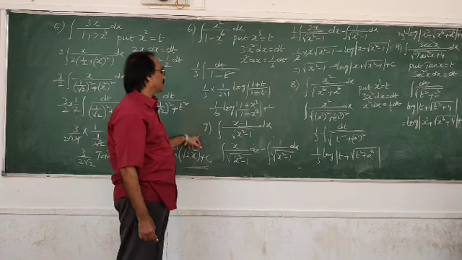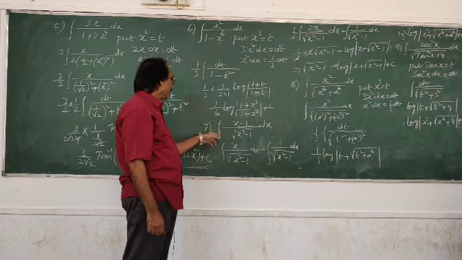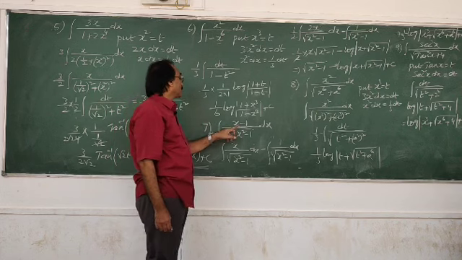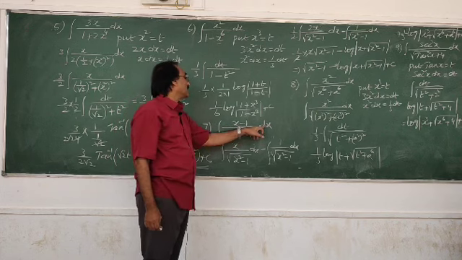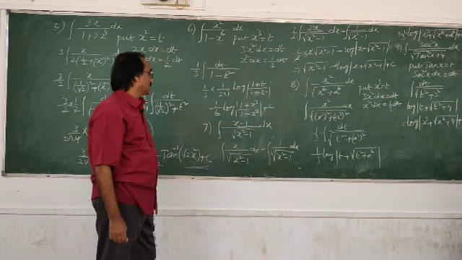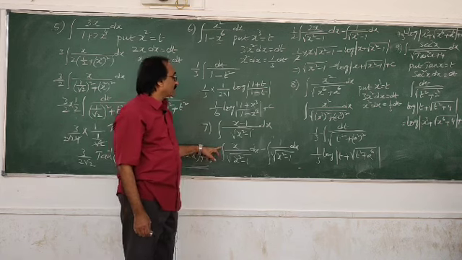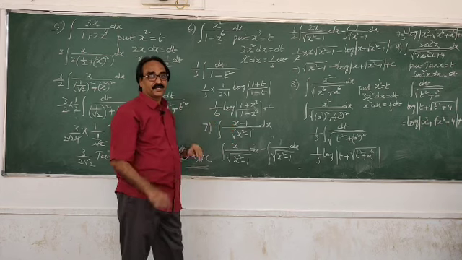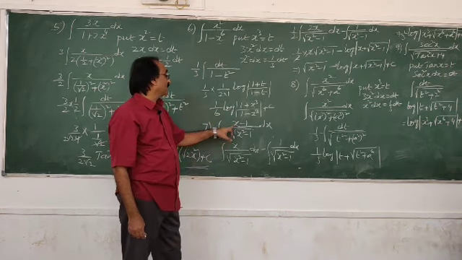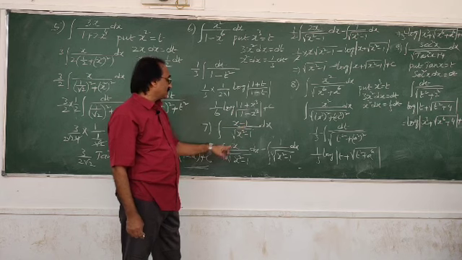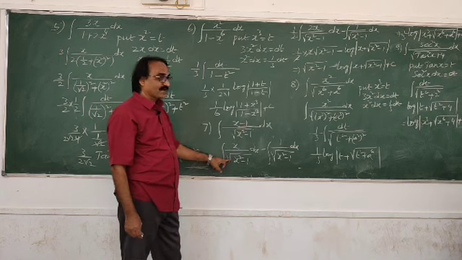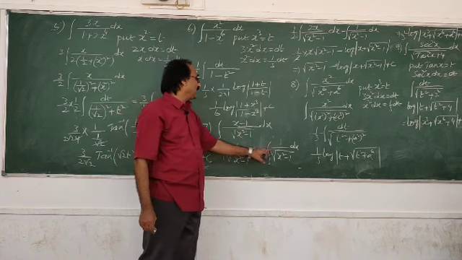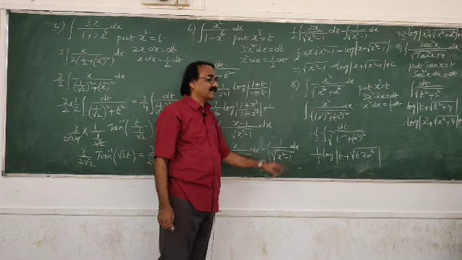Next, problem number 7. The integral of (x minus 1) by square root of x square minus 1 dx. It is nothing but again put x square equal to t. First of all we have to separate the numerator, because two terms are there. So the integral of x by root of x square minus 1 dx, minus the integral of 1 by root of x square minus 1 dx.